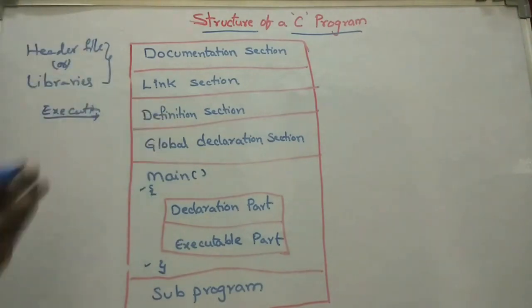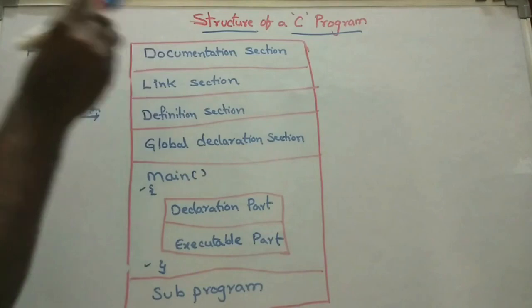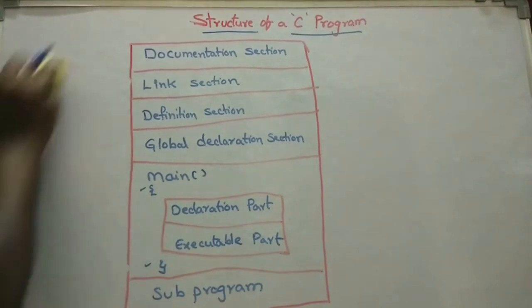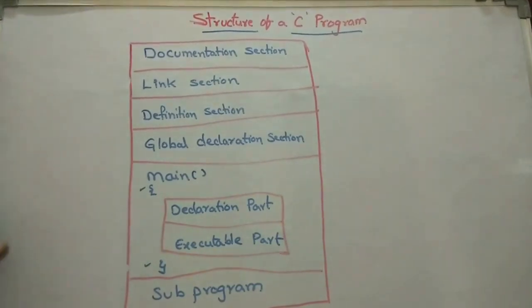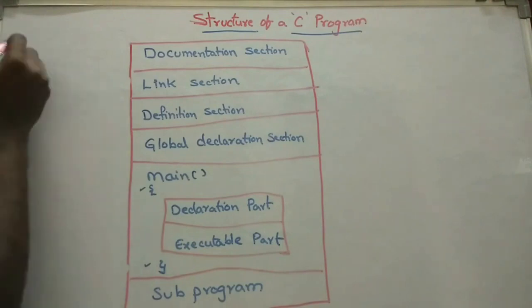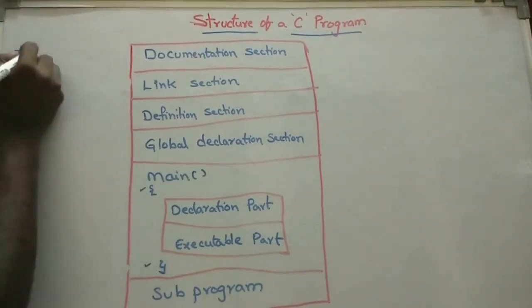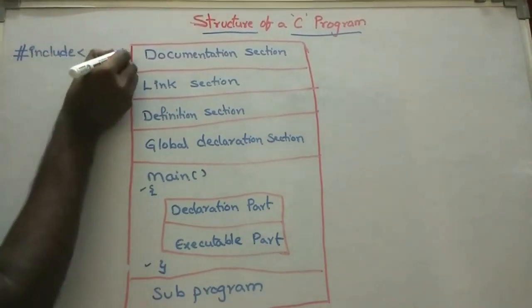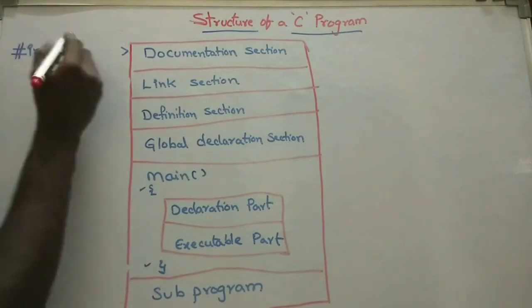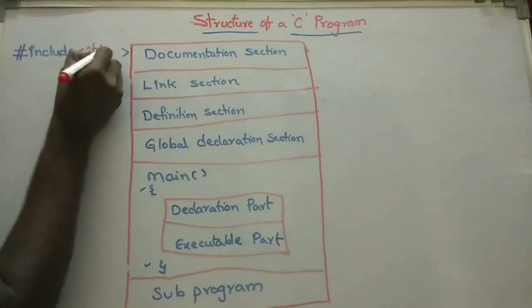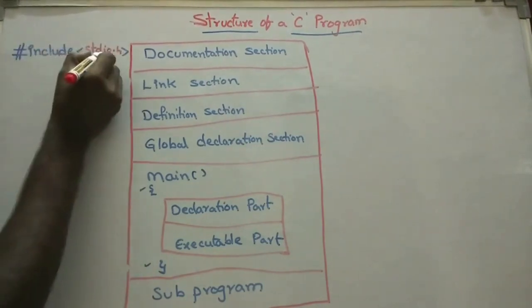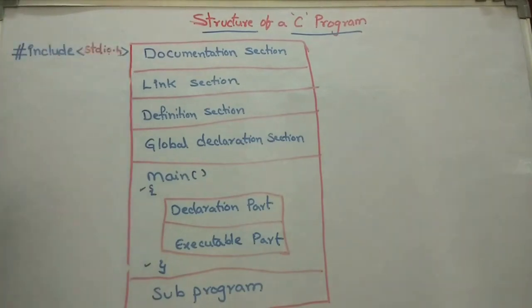All the header files and libraries are available in your environment, that is the software, right? Whatever header files are available in that environment software, those can be included in your own program. How can we include those header files in your program? By using hash include, then angular brackets, and in between I include the header file. For example, I include stdio.h. What is the meaning? Here I include the standard input output header file.